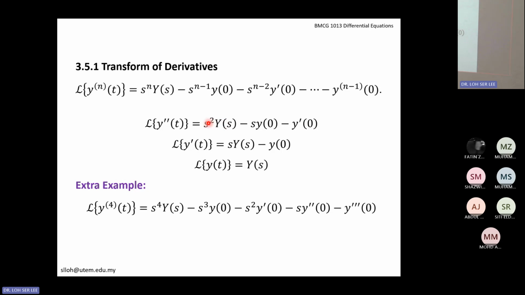Okay, and the first term will always be in capital. So this is y, so we have capital Y in s. The next one will be lowercase y in 0, and next will be y prime. If you have one more term after that, it will be y double prime. But why do we stop at this y prime 0? Because this is s power of 0.